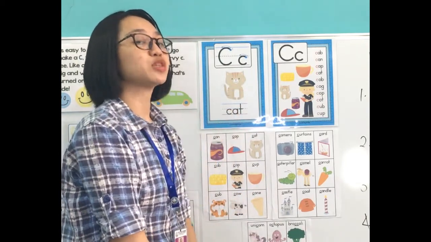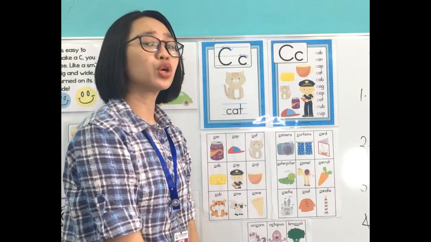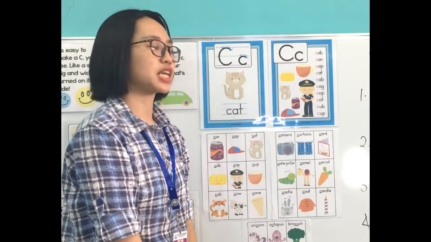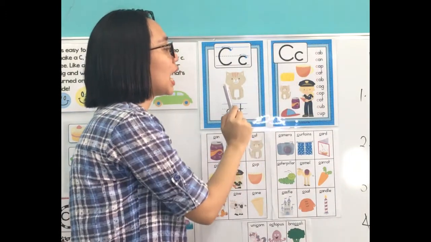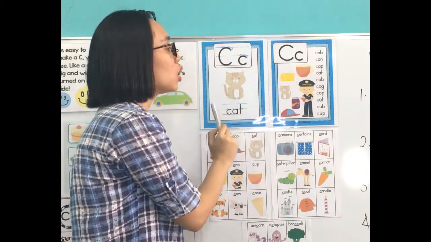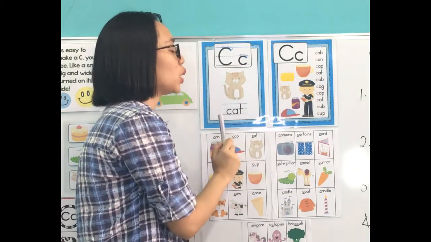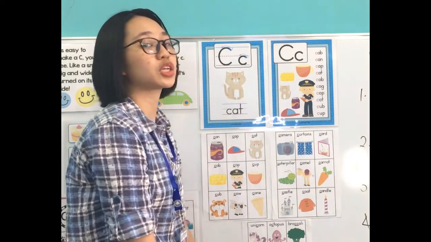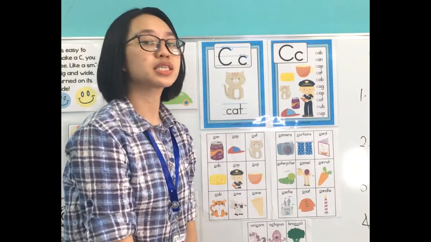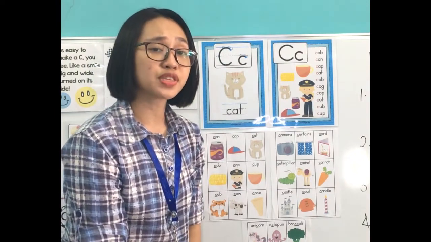The cat says meow. Now, how about for the words that has the k sound? C is for cab, can and cap, cat and cob, cog and cup. We also have the cot, the cub and the cup. The letter C, the k sound. Remember, the sound of C is k.